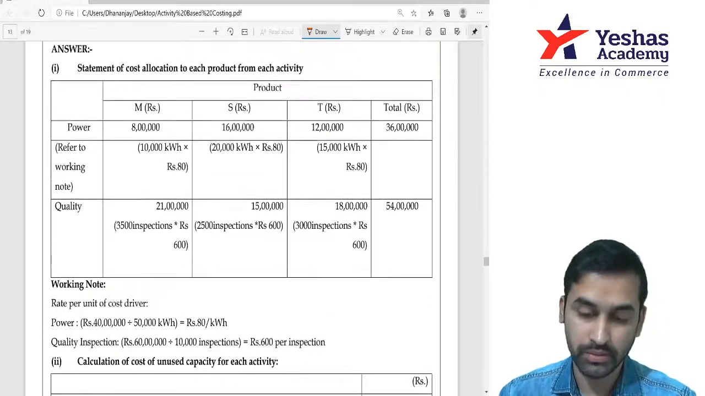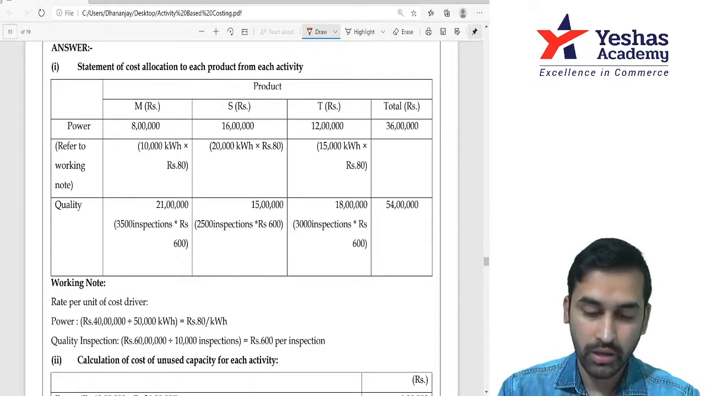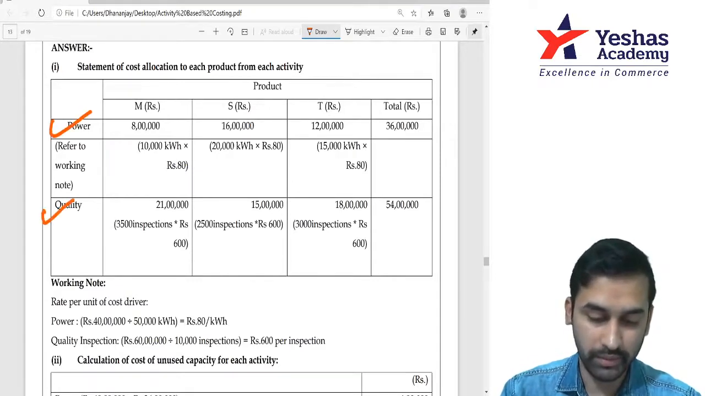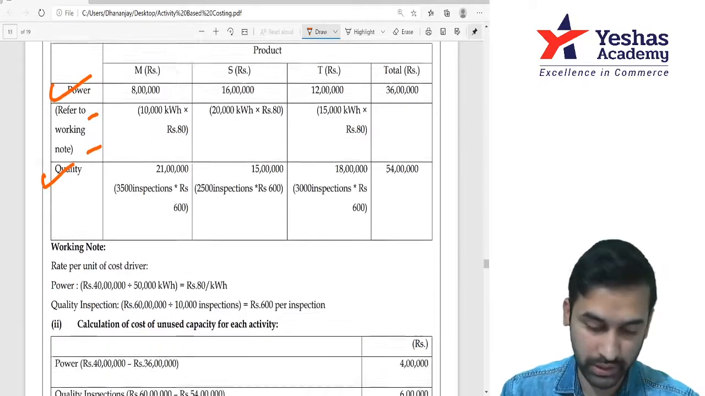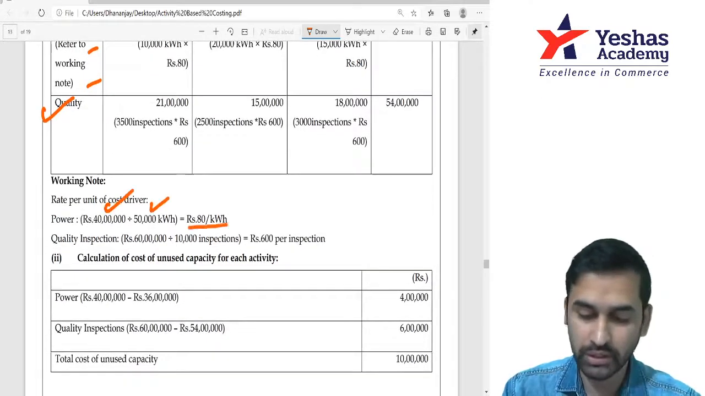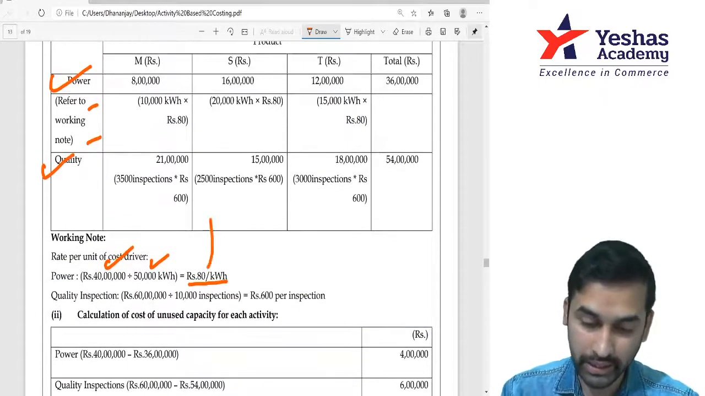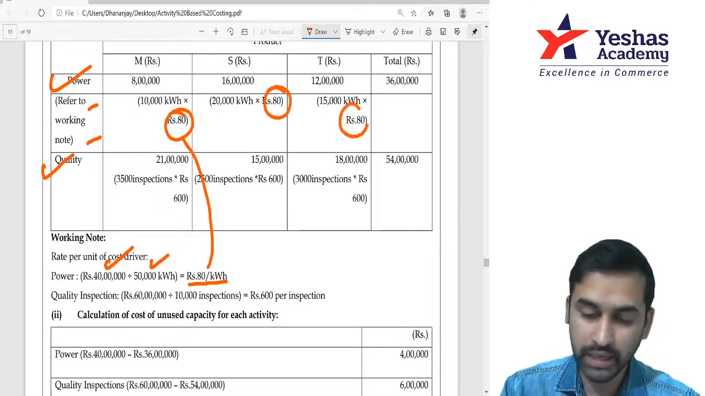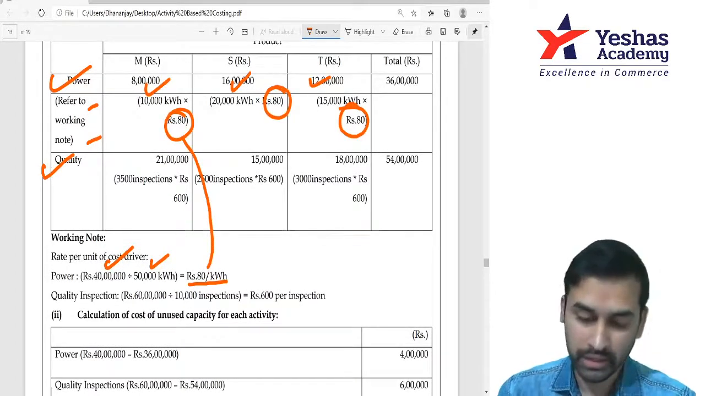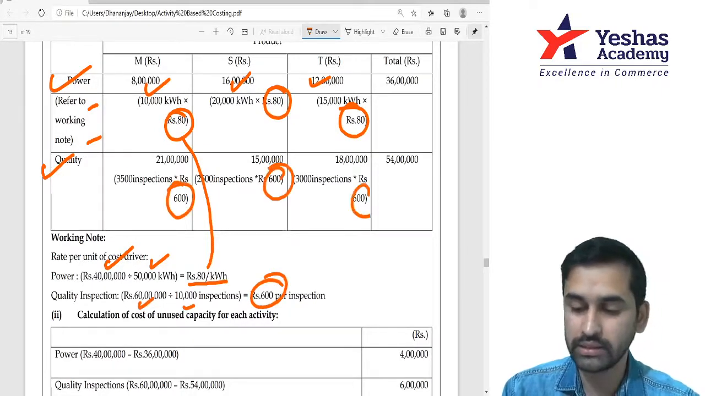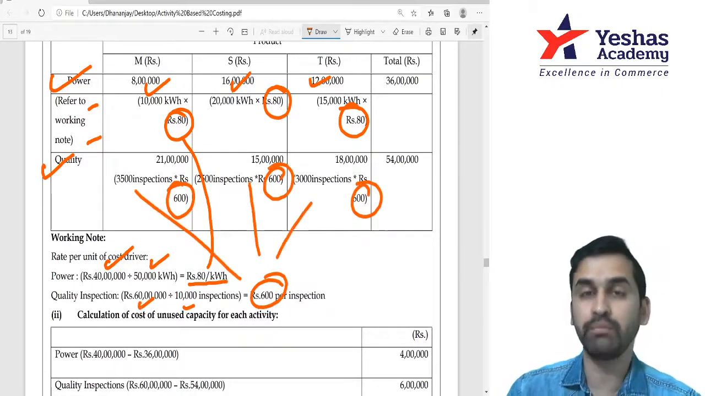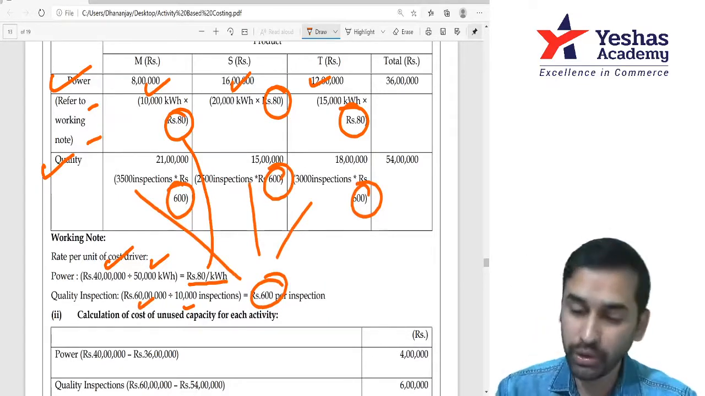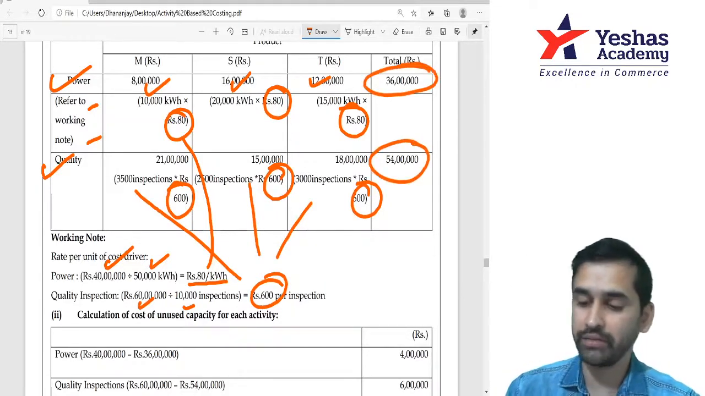See this. Power and quality inspection. Here they said refer working note, and the working note is here. 40 lakh by 50,000, 80. So they have taken 80 everywhere and multiplied by kilowatts. Same way here, 60 lakh by 10,000, 600. They have taken 600 everywhere and multiplied that by the number of inspections. And when you do the total, 36 lakh and 54 lakh.